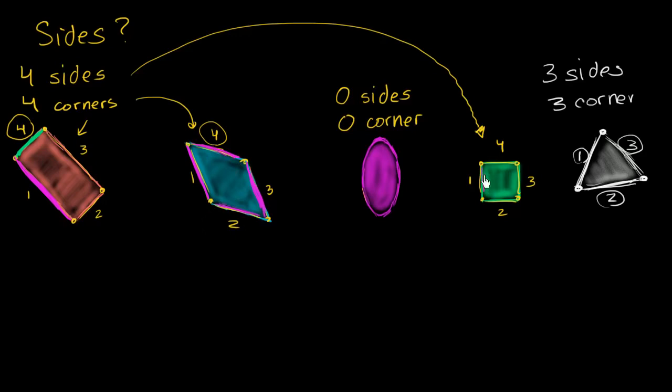And that's also true for this shape. This side looks the same length as that side, looks the same length as that side, looks the same length as that side. And it's also true for this three-sided shape. This side looks the same length as that side, the same length as that one.